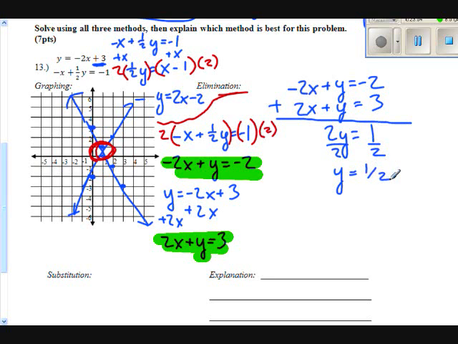But I'm not done yet. I've got to go back and plug this in to solve for x. All right. Now I can choose any one of these equations I want. I'm going to use this second one right here that I created.